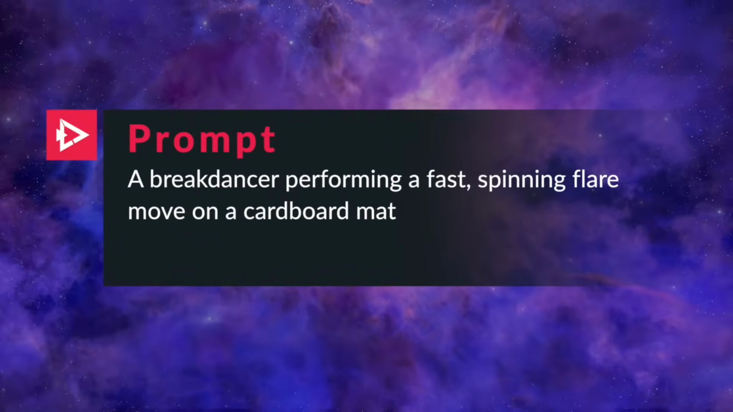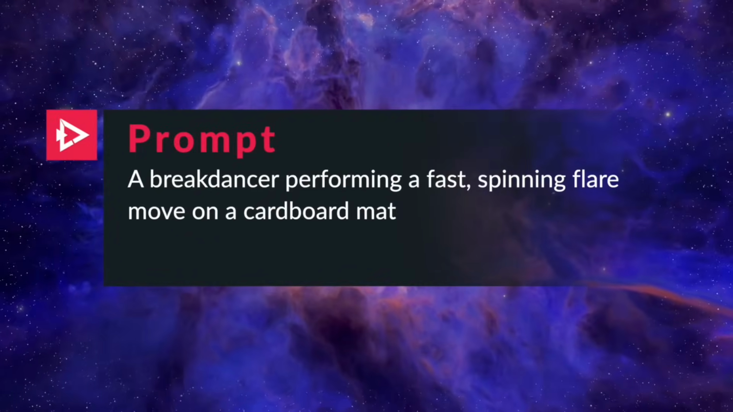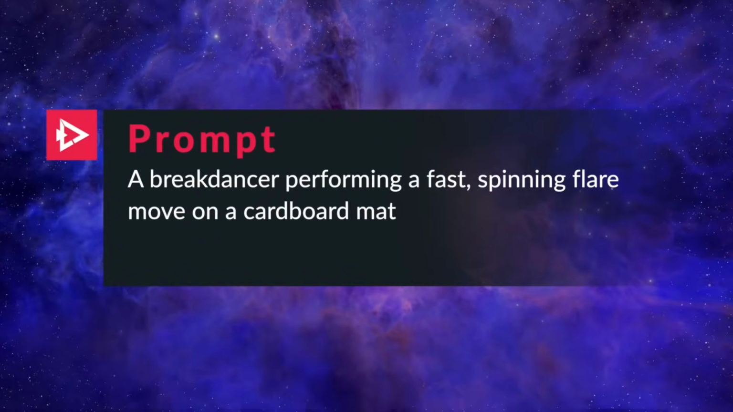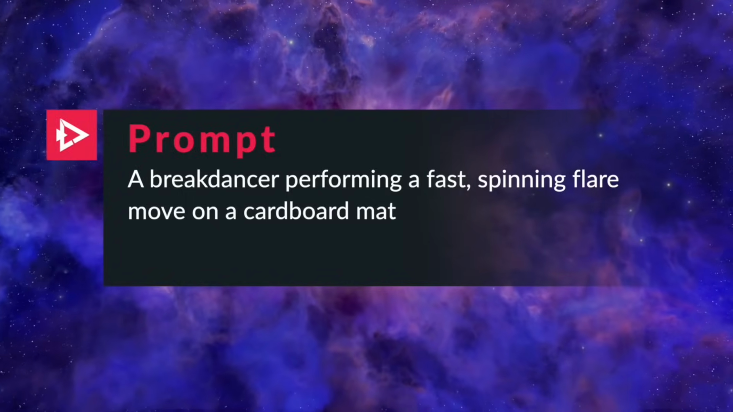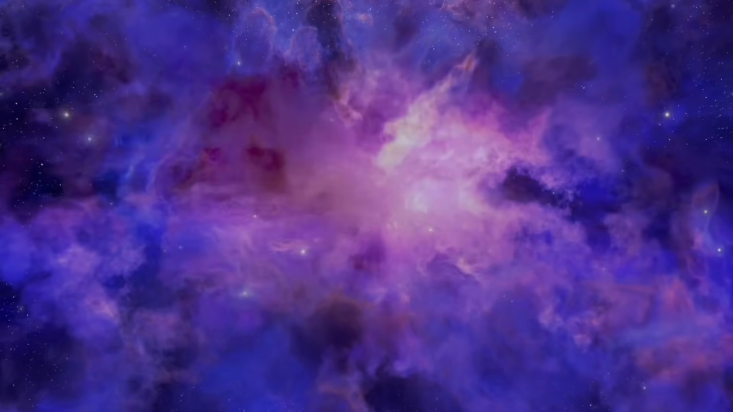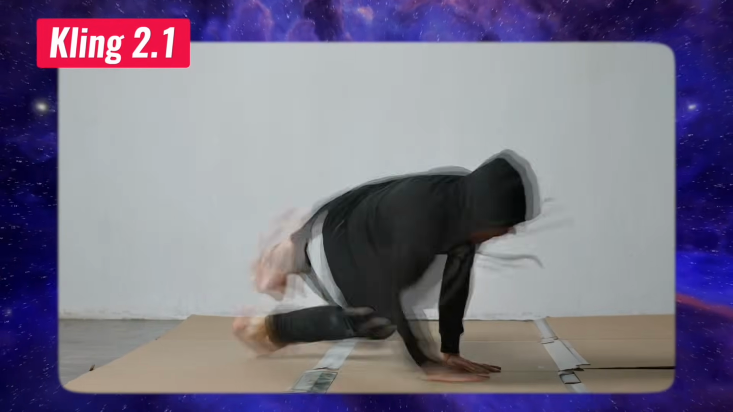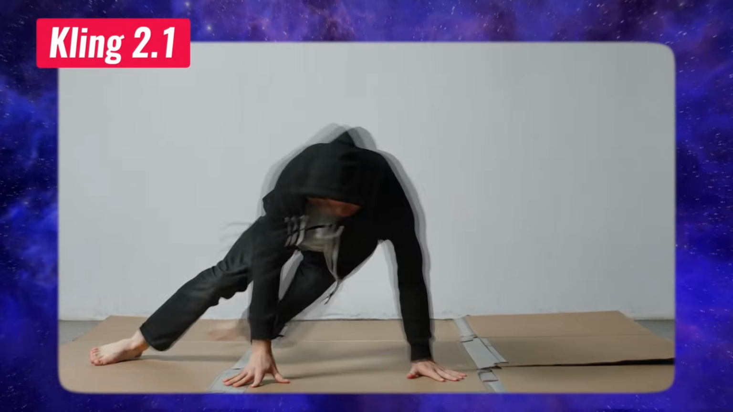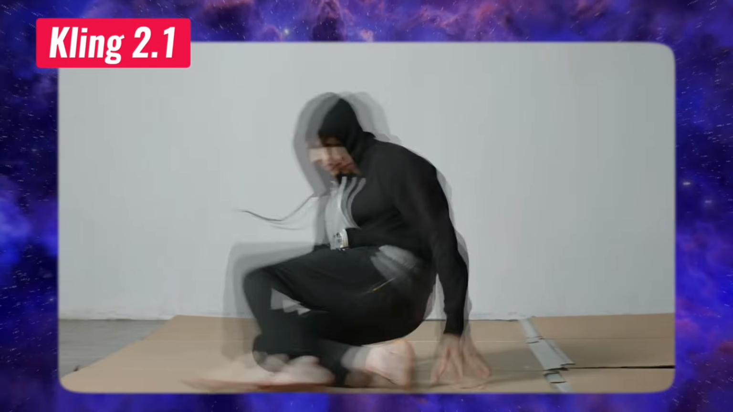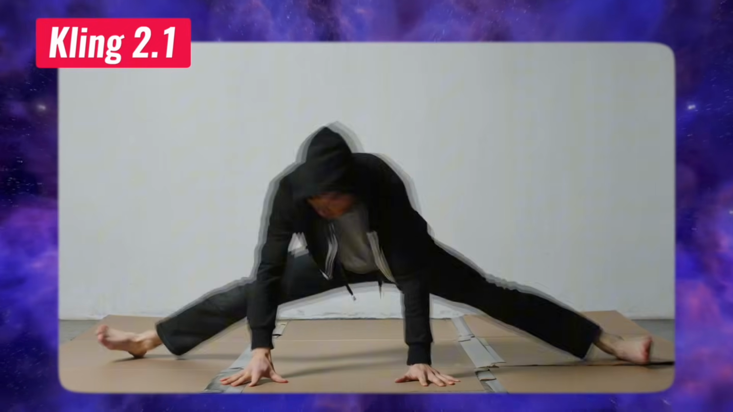Let's do this. All right, kicking things off with our very first prompt, a breakdancer performing a fast spinning flare move on a cardboard mat. First up, let's see what Kling cooked up. Okay, so the movement is a little on the slow side, not quite the high-speed flare we asked for, but it's not a total disaster.